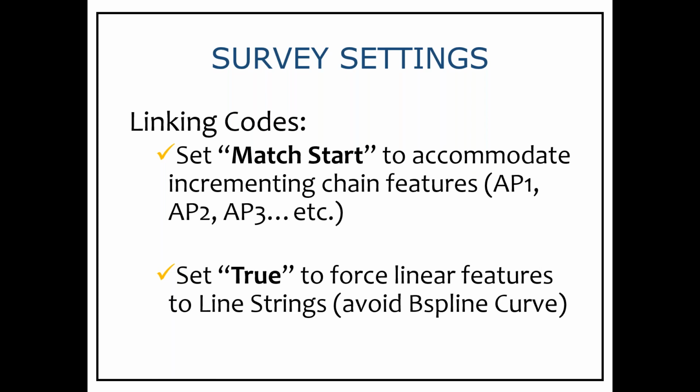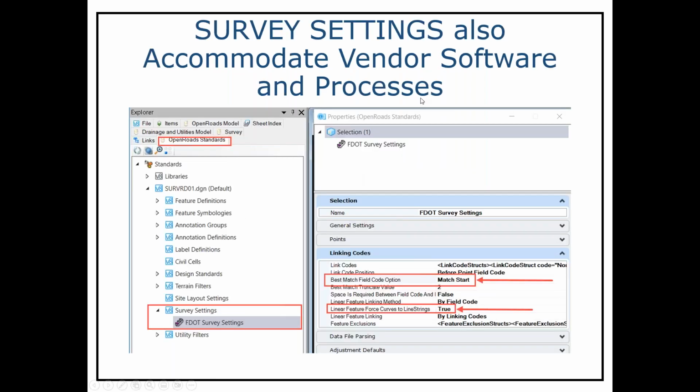They'll turn red if it's a problem. Now, I'm going to get to that again in just a second. So set true to linear force to force linear features to line strings instead of B-spline curves. These are in the survey settings, which I'll show you right here. So if you go to your OpenRoads standards and you dig down into the survey and go down to survey settings, of course, all files are going to have these survey settings. Only the ServRD is going to use it. But this is under linking codes. This is where I'm talking about.